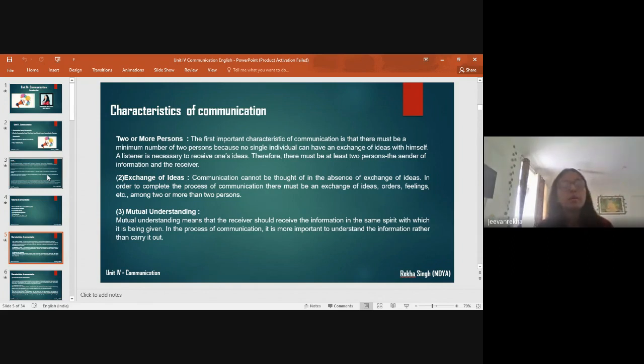So third is mutual understanding. Write down the characteristics of communication. First is two or more persons. Second is exchange of ideas. And third is mutual understanding. That is very, very important. Mutual understanding means that the receiver should receive the information in the same spirit in which it is being given.